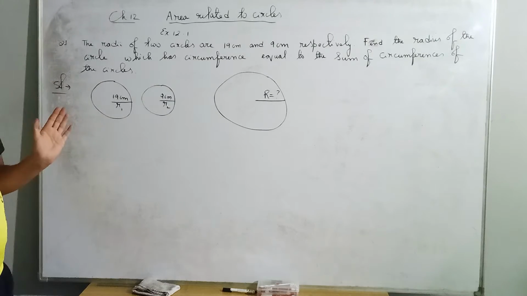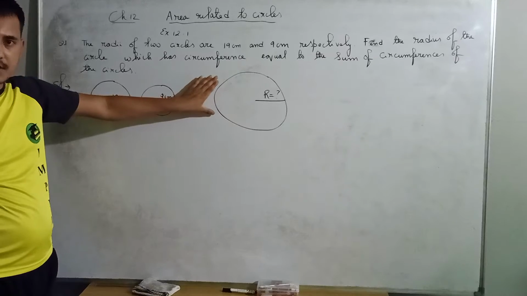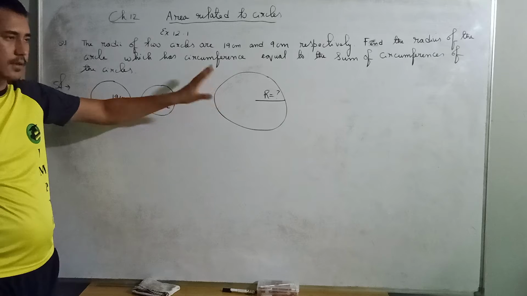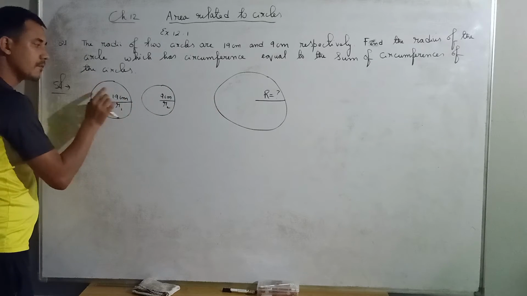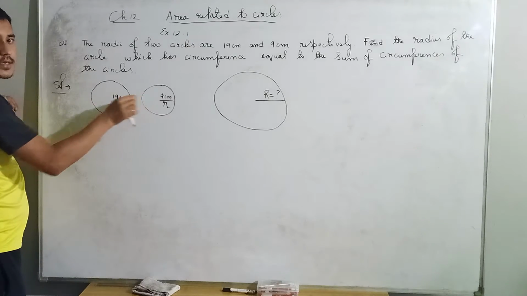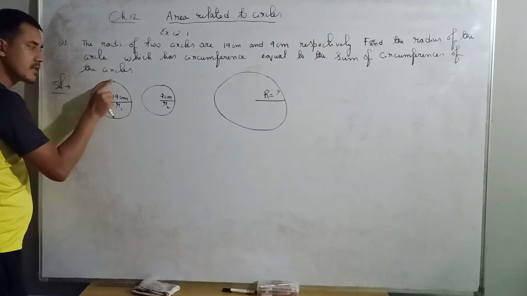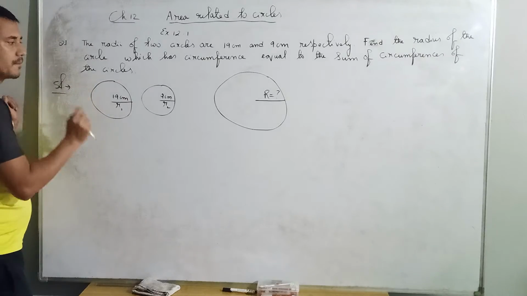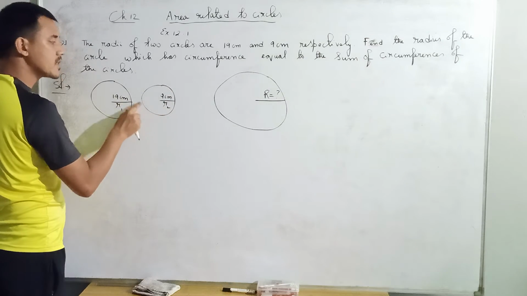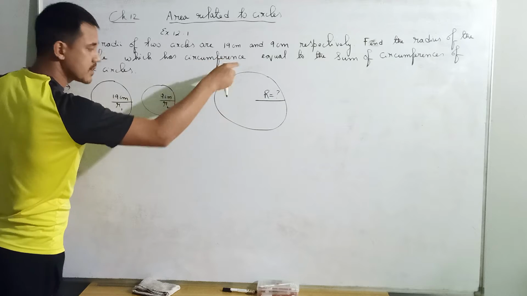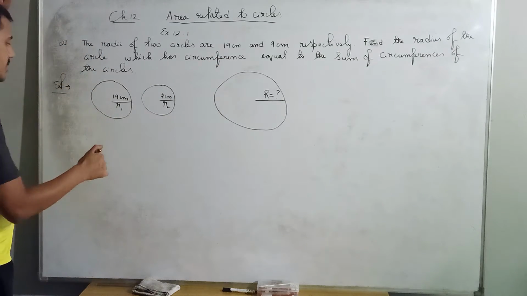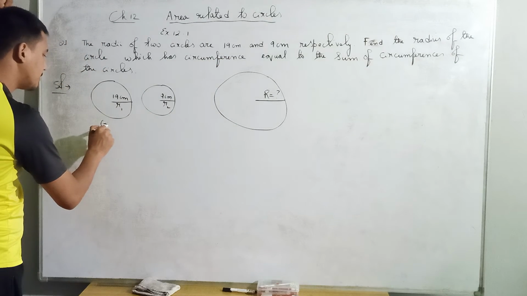Now, the given condition is the circumference of this new circle, or the third circle, will be given by the sum of the circumferences of these two given circles. Means circumference of your first circle plus circumference of your second circle will give you the circumference of the third circle.